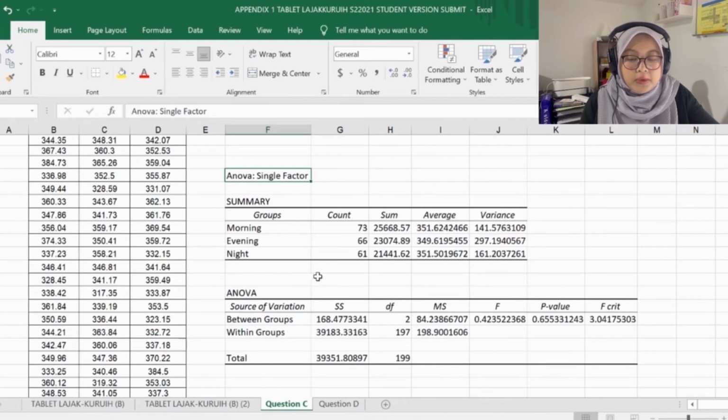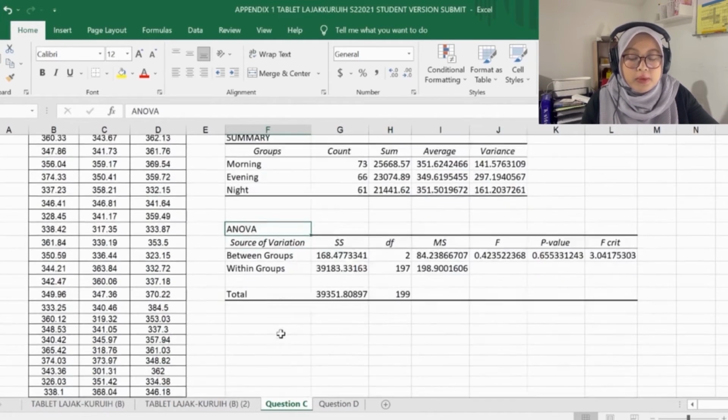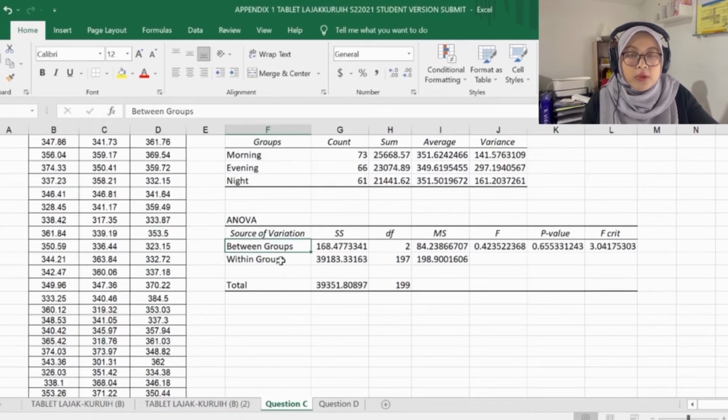From the summary table, count here is equivalent to the number of samples of each shift. This is the sum, average, and variance of each shift. From the ANOVA table, the between groups is the treatment and within groups is the error. SS here indicates the sum of squares. DF here is the degrees of freedom.